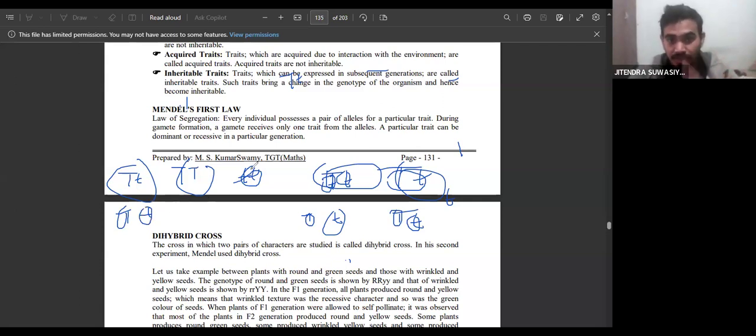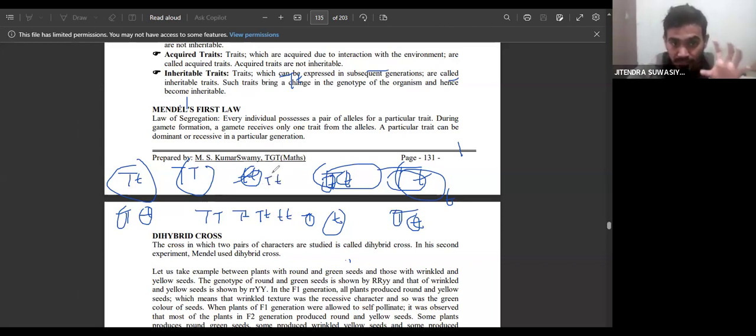One trait from the alleles: a particular trait can be dominant or recessive, that allele can be dominant or that trait can be recessive. For example, in the case of F2 generations, we have found four individuals: capital T capital T, capital T small t, capital T small t, and small t small t, in which we have found four alleles. From the four alleles, the separate gamete formations. In F1 generations we have taken the capital T, small t, and we have crossed.